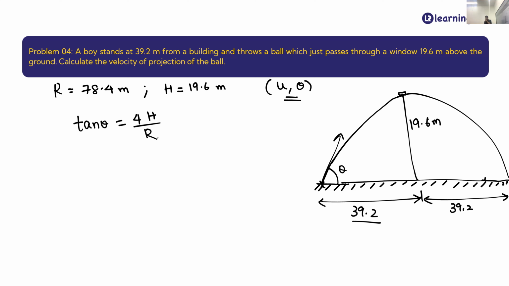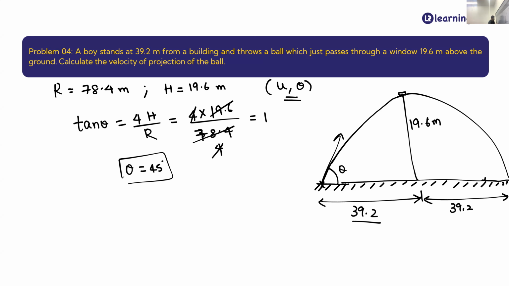Here capital H refers to the maximum height. So 4 into 19.6, the whole divided by 78.4. So 19.6 cancels 4 times, and this and this get cancelled 1 time. Am I right? So tan theta is equal to 1, and theta is going to be 45 degrees. Now you take and apply the formula of maximum height or range and then solve the problem.